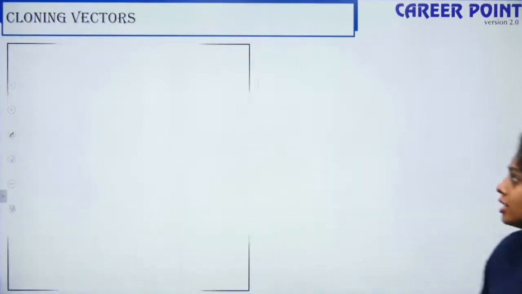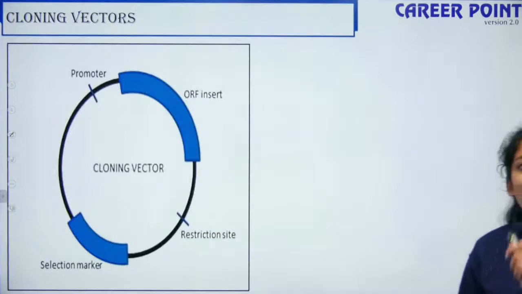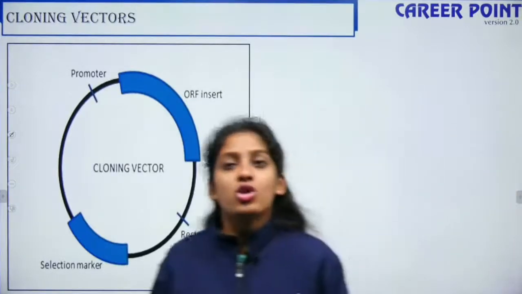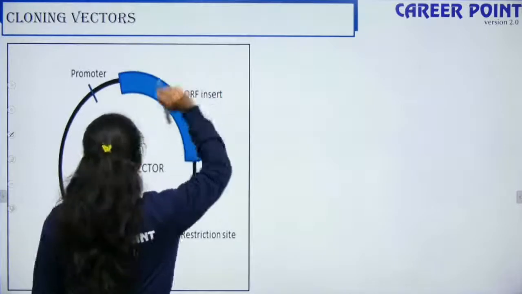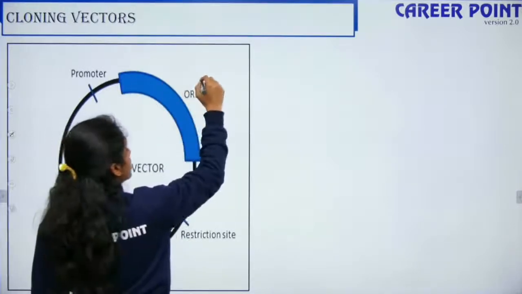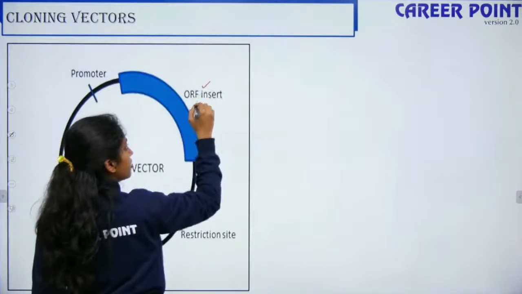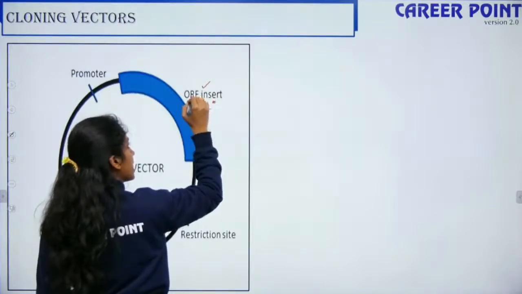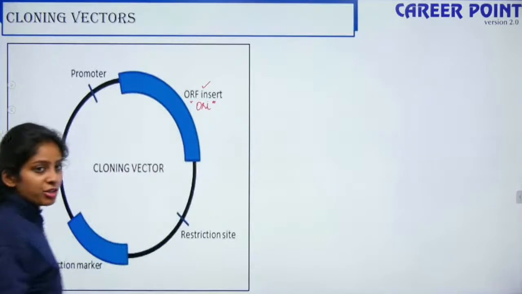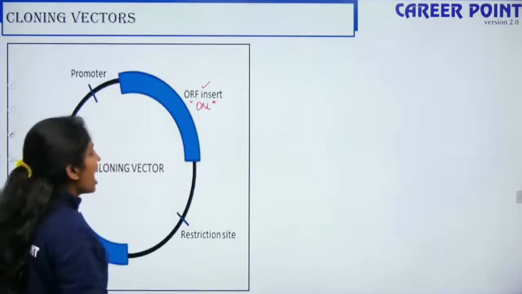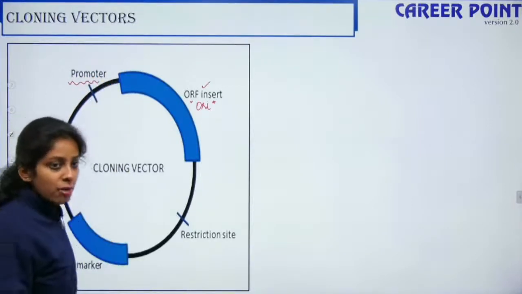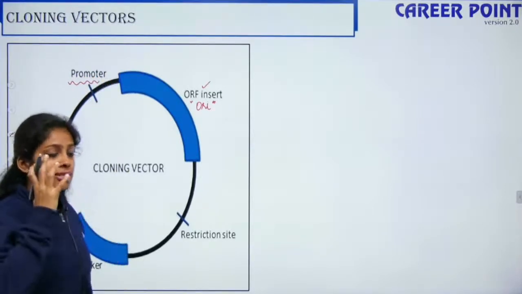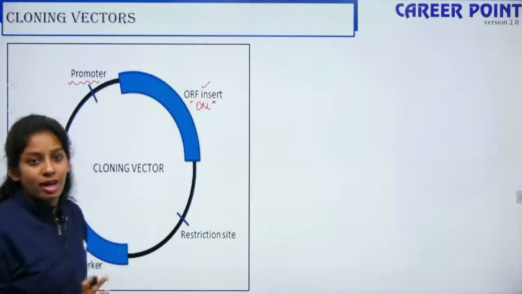So now let's move further. This is how a typical cloning vector looks. So what are the regions that it has? First, a cloning vector should have an origin of replication. So this is your origin of replication. It should have an ori site because plasmids are capable of replication, right? This ori site should be flanked by a promoter sequence in the front, because a promoter is the one which stimulates the ori site to start the replication.